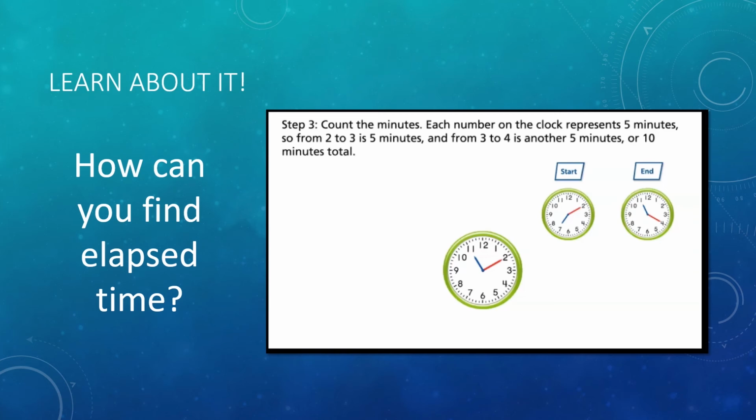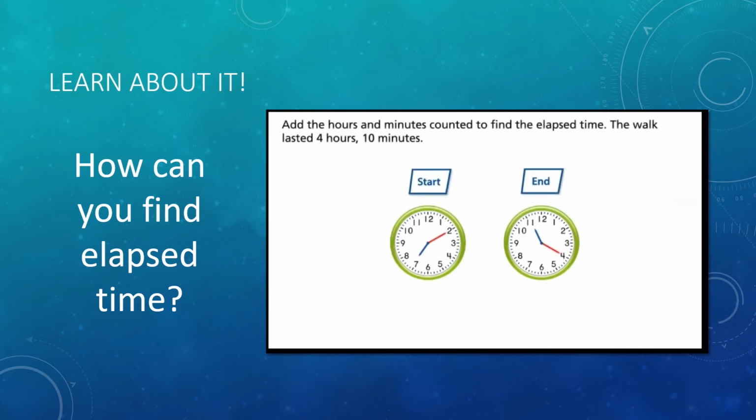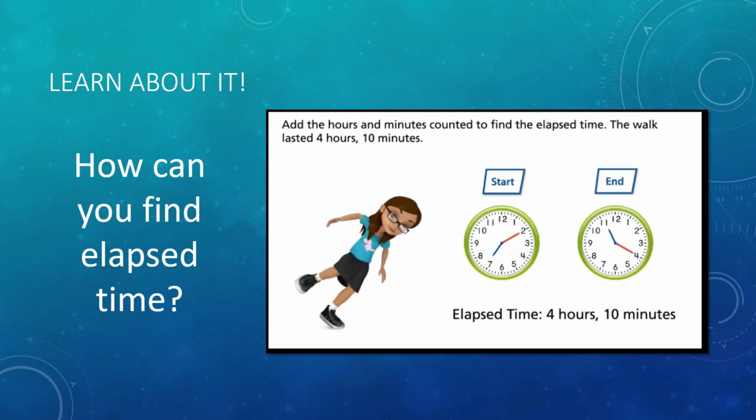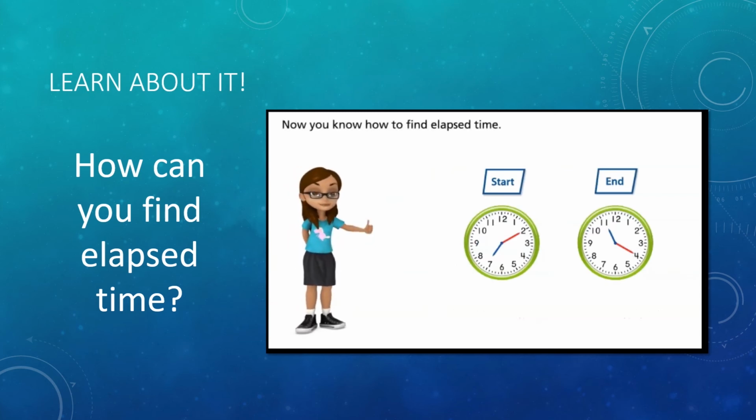Step 3. Count the minutes. Each number on the clock represents 5 minutes. So from 2 to 3 is 5 minutes, and from 3 to 4 is another 5 minutes, or 10 minutes total. Add the hours and minutes counted to find the elapsed time. The walk lasted 4 hours 10 minutes. That's a lot of walking. Now you know how to find elapsed time.